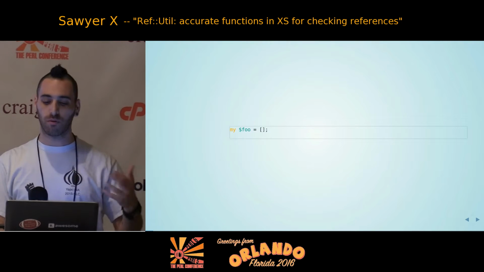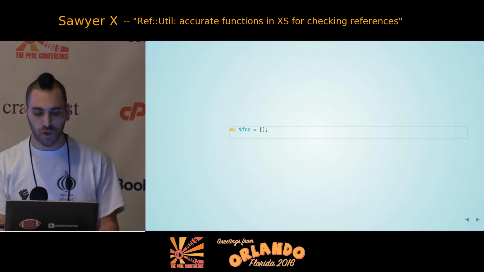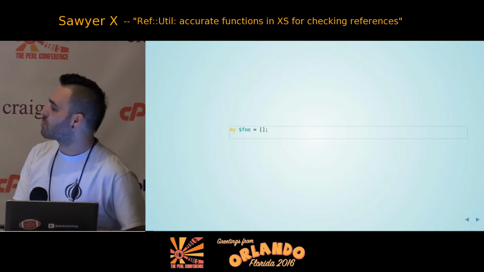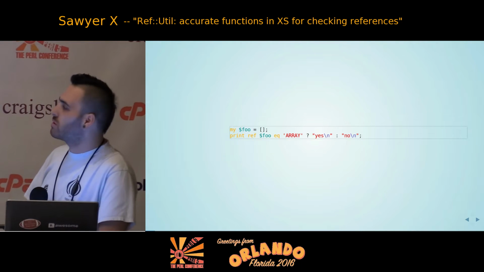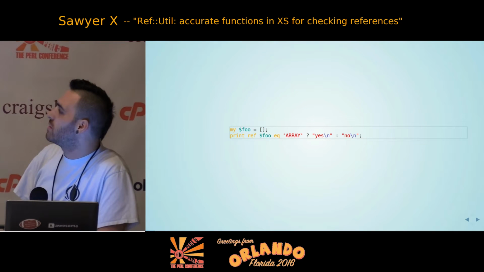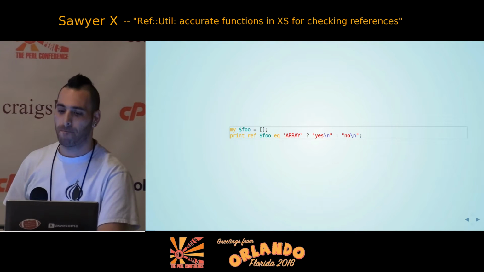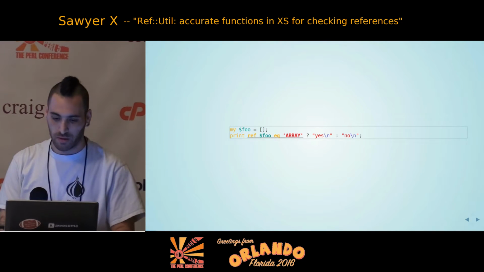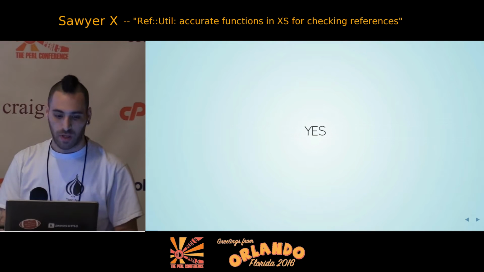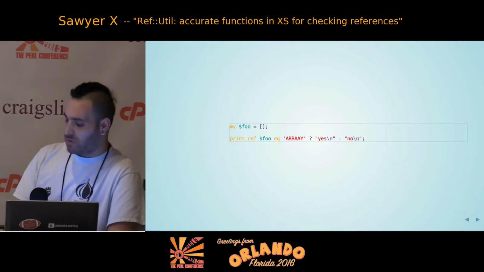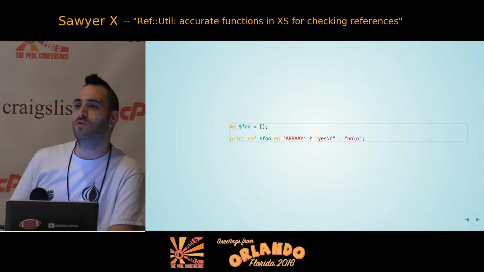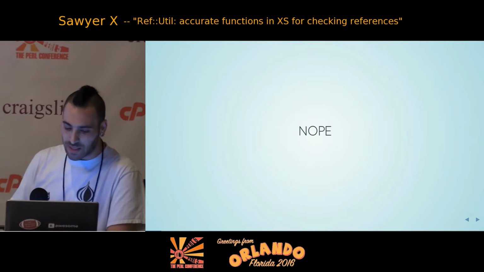So I thought, all right, let me take a look at this problem. If we have my foo and it is an array ref, and then we print foo if ref foo is equal to array, yes or no, what will this give us? Yes, very good. Now, what if I do this? Yes or no?